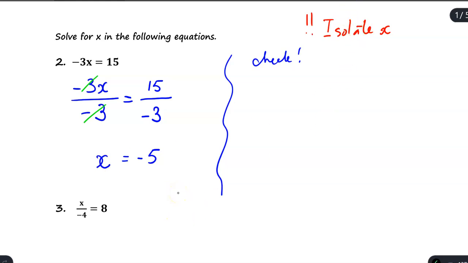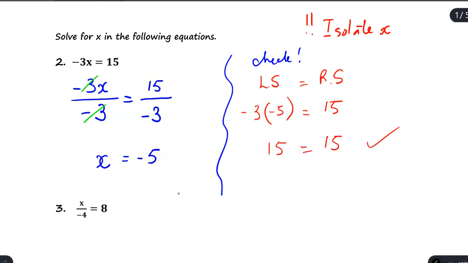So for us to check, we must have the left-hand side equal to the right-hand side. On the left-hand side, I have negative 3. I substitute 5 in here, so I'm supposed to get 15, right? Negative 3 times negative 5 will give me positive 15. So 15 equals 15. Left-hand side equals right-hand side. Then I have the correct solution for x.